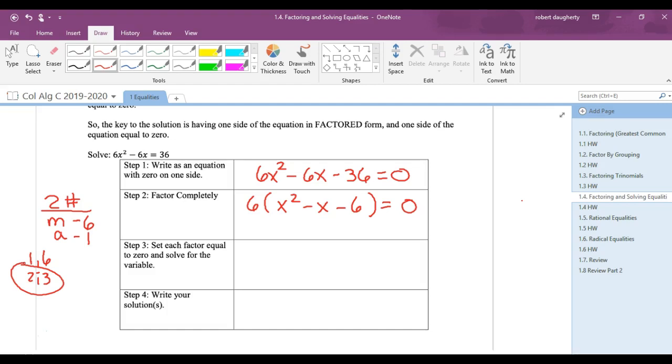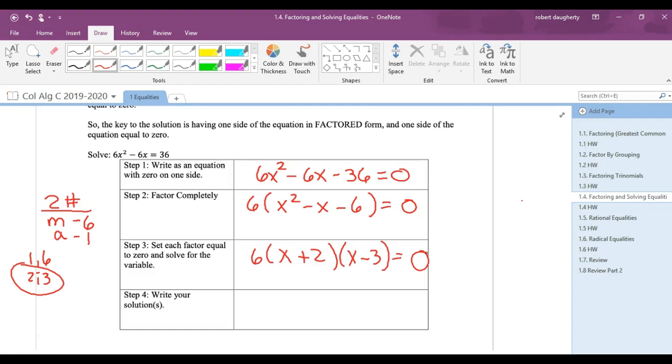So what do I do with this information? I go straight to my factorization, right? So this is 6 times (x + 2)(x - 3) equals 0. Now it's completely factored. I've got three things multiplied together to give me 0.